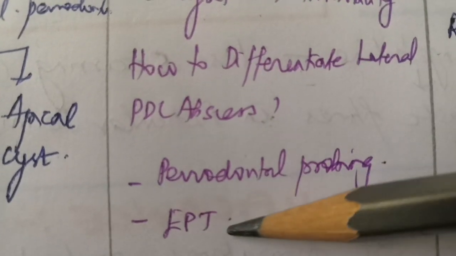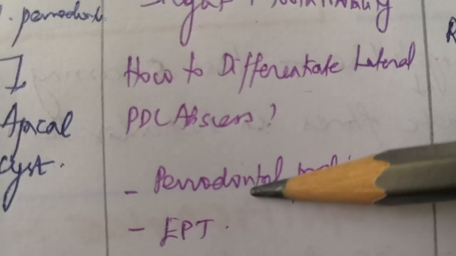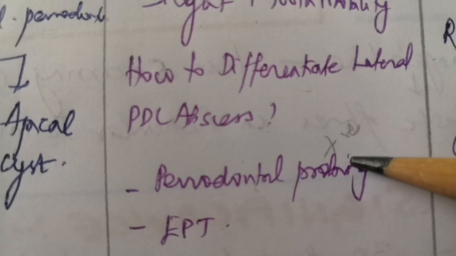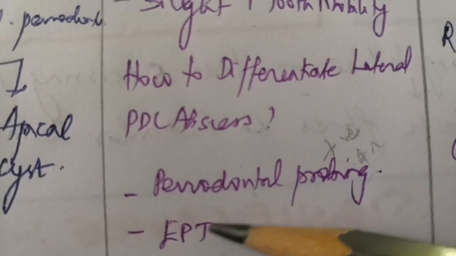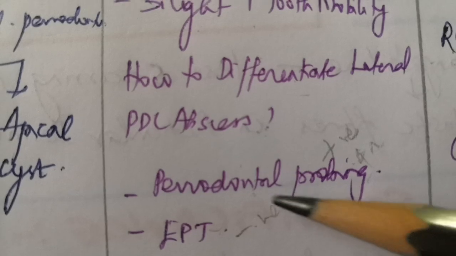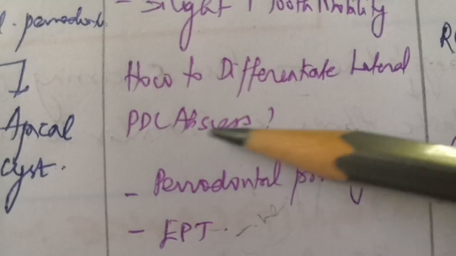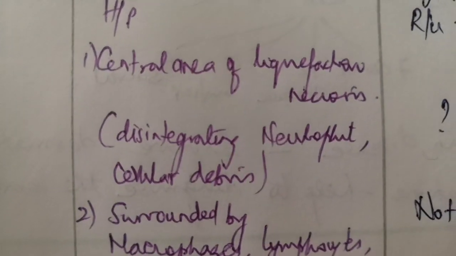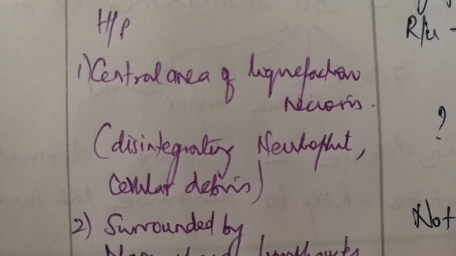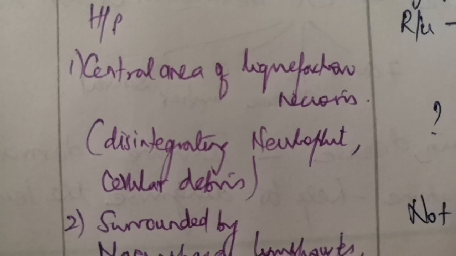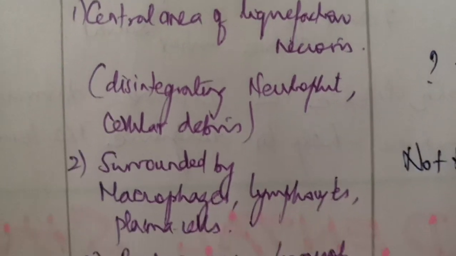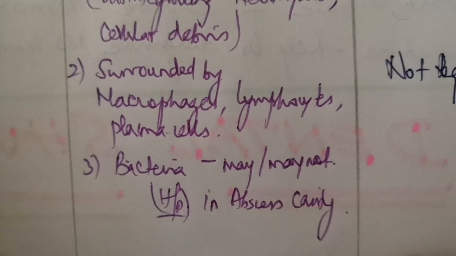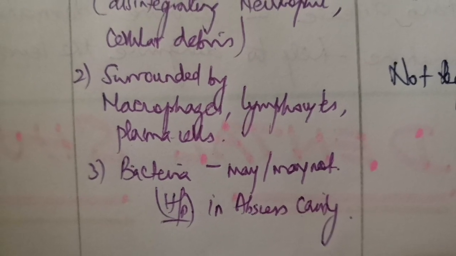We have to check the tooth vitality by EPT and also do periodontal probing. If the periodontal probing is positive, more than 4 mm or 3 mm, and the EPT is negative, then it would be a periodontal abscess rather than an acute apical abscess. Histopathologically, you will see a central area of liquefaction necrosis which has disintegrating neutrophils and cellular debris surrounded by macrophages, lymphocytes and plasma cells, and the abscess cavity may or may not have bacteria.